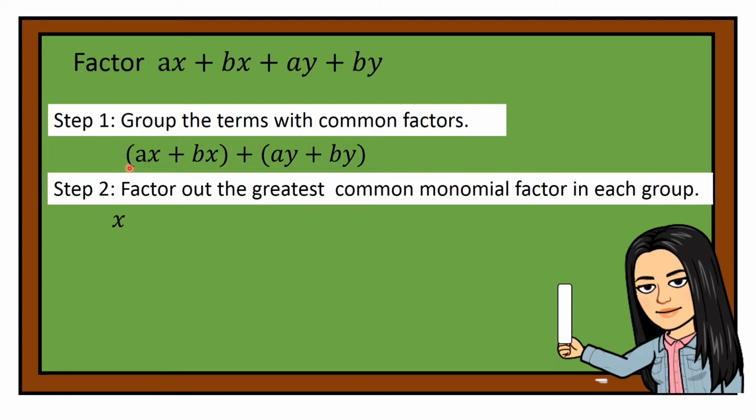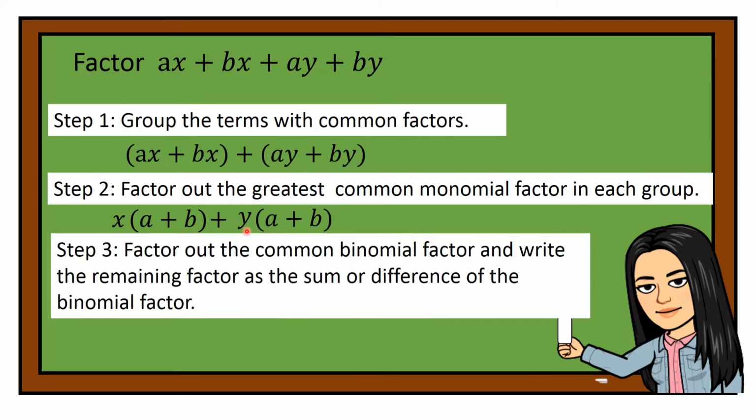In the first group, the greatest common monomial factor is x. Next, we have to divide the terms by our greatest common monomial factor. So the quotient is a plus b. Next, copy the operation which is addition. And then, get the greatest common monomial factor of the second group, and that is y. Then, again, divide the terms by the common monomial factor. So, our quotient is a plus b.